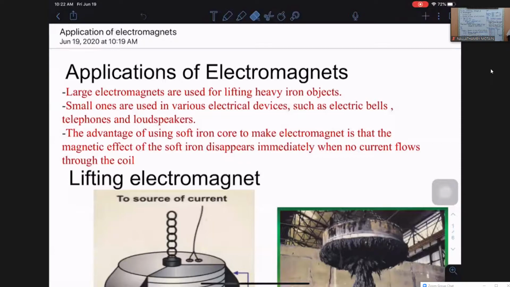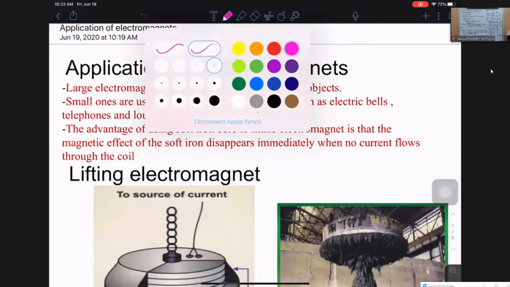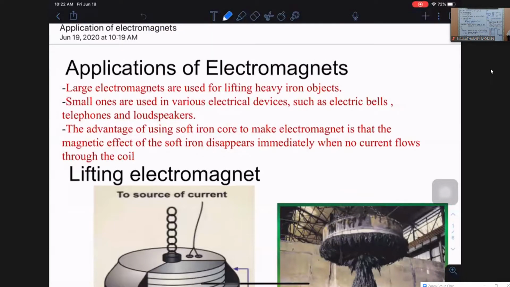Anyone asking here? No. Okay, good. Applications of electromagnet. Large electromagnets, which are temporary magnets, are used for lifting heavy iron objects. Small ones are used in various electrical devices such as the electric bell, that we are going to go through later. They also test this as an essay question in SPM.